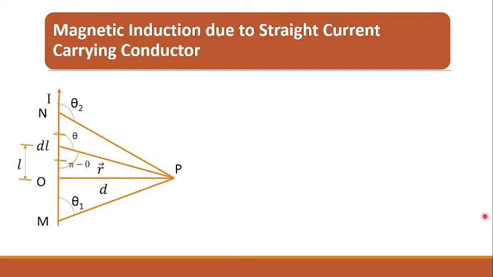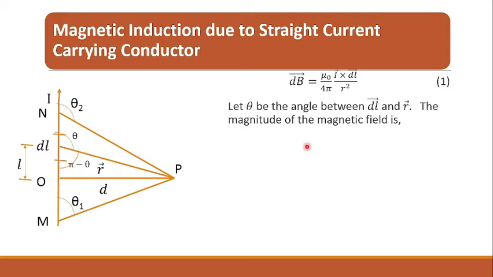The magnetic field at P due to the element is given by Biot-Savart law, which is equal to dB vector is equal to mu 0 upon 4 pi I dl vector cross r vector upon r square. The direction of the field is determined by the vector dl vector cross r vector. It is perpendicular to the plane of the diagram and going into it. Let theta be the angle between dl vector and r vector. The magnitude of the magnetic field is dB is equal to mu 0 upon 4 pi I dl sin theta upon r square.